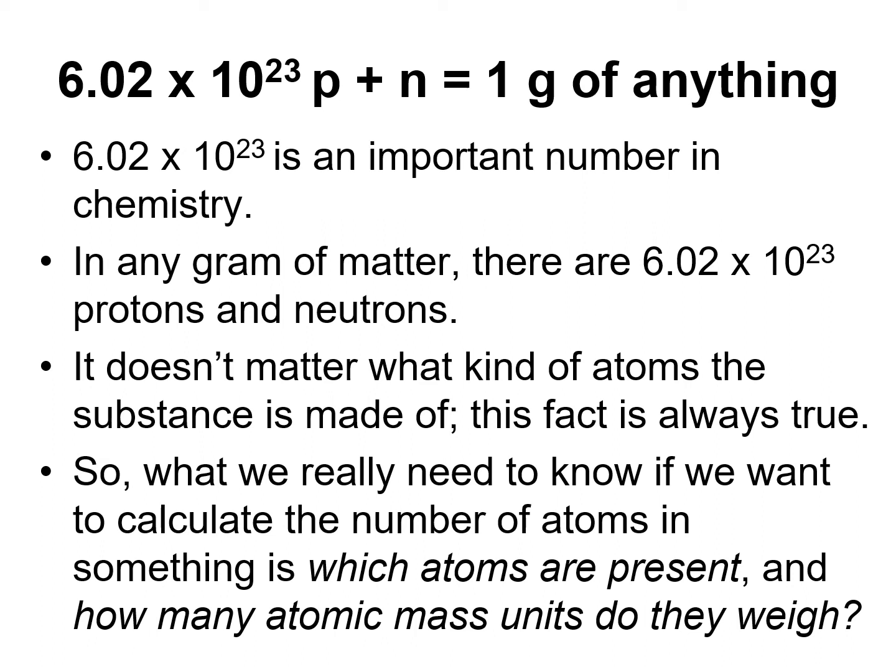So, what we really need to know if we want to calculate the number of atoms in something is which atoms are present, how many atomic mass units are in that atom, and then we'll take this equivalence, 6.02 times 10 to the 23rd protons and neutrons equals 1 gram, and we should be able to count by weighing.